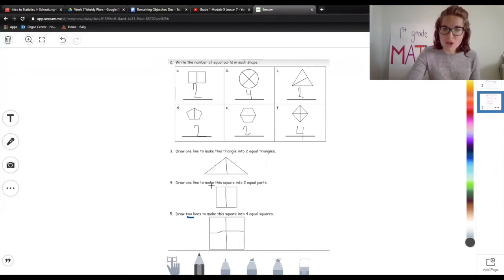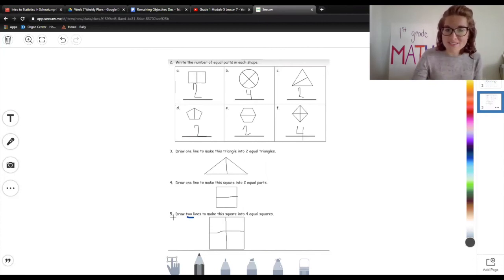Down here it says draw one line to make this square into two equal parts. I put a line right down the middle. This side is equal to this side. Now, some of you may have drawn a line this way, horizontal. Is that still equal parts? Yes.